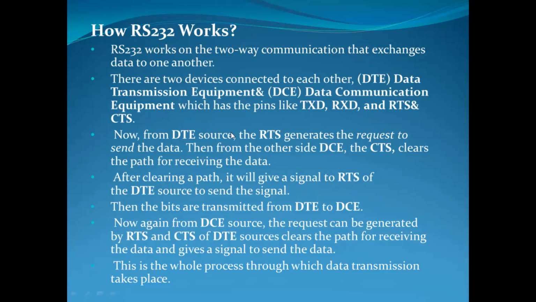Now, at the DTE source, the RTS generates the request to send data. Then from the other side, at the DCE, the CTS clears the path for receiving the data. After clearing the path, it will give a signal to the RTS of the DTE source to send. Then the bits are transmitted from the DTE to the DCE. Now again, from the DCE source, the request can be generated by the RTS, and the CTS of the DTE source clears the path for receiving the data and gives a signal to send data. This is the whole process through which data transmission takes place by RS232.